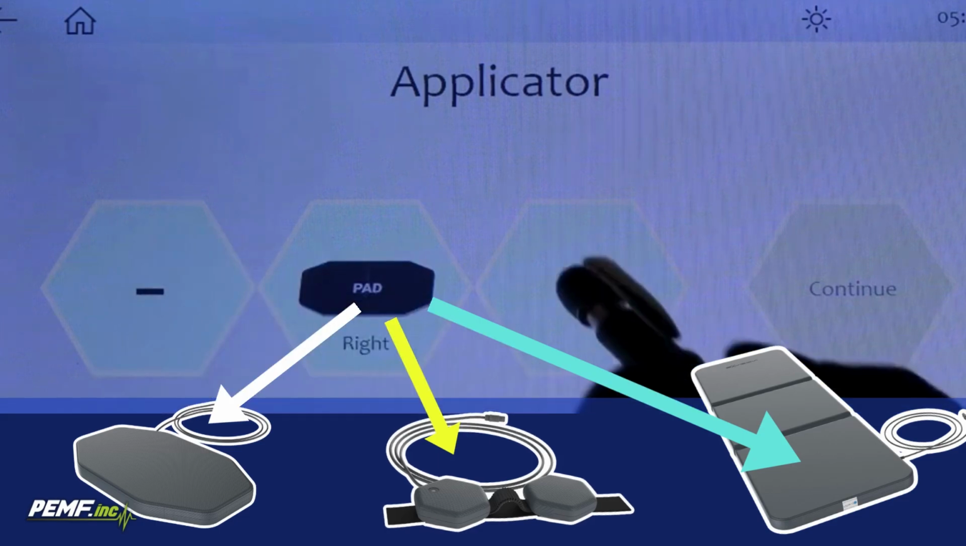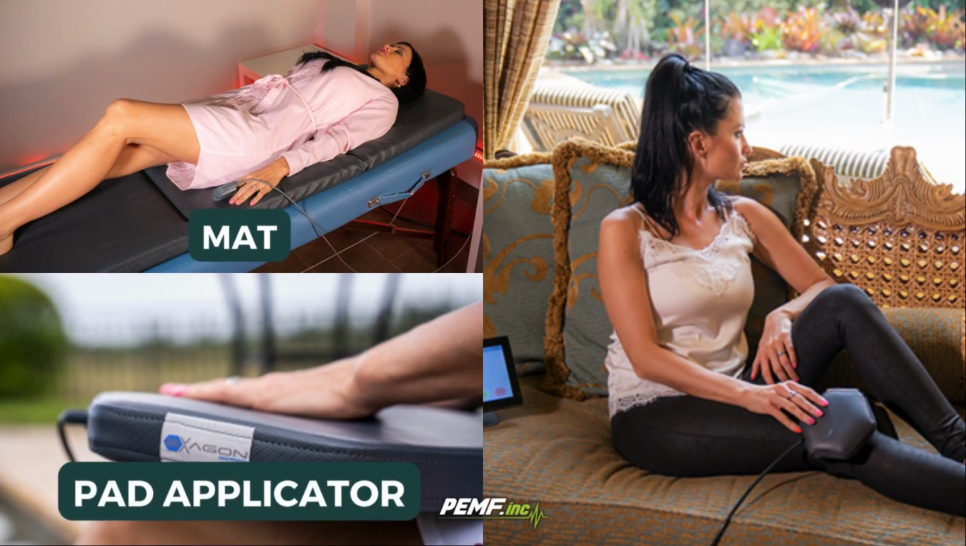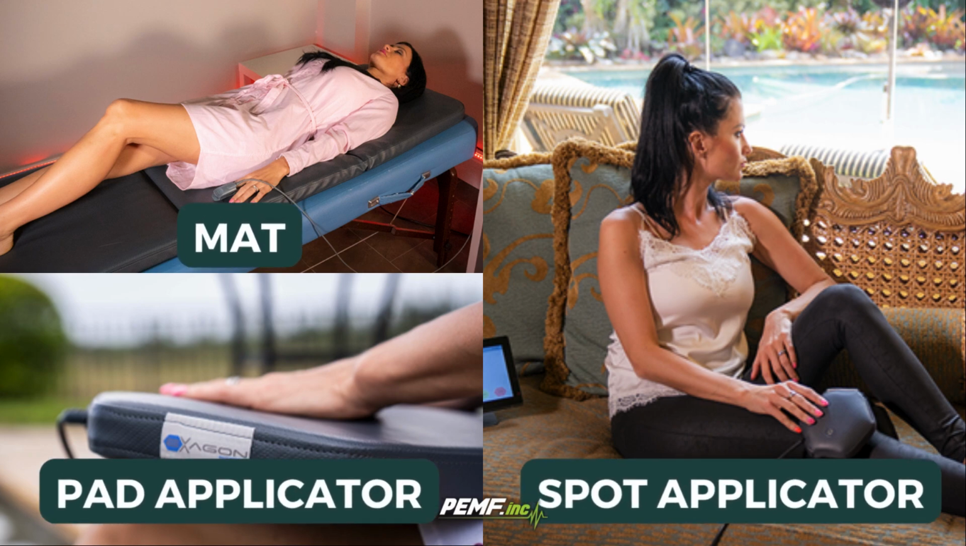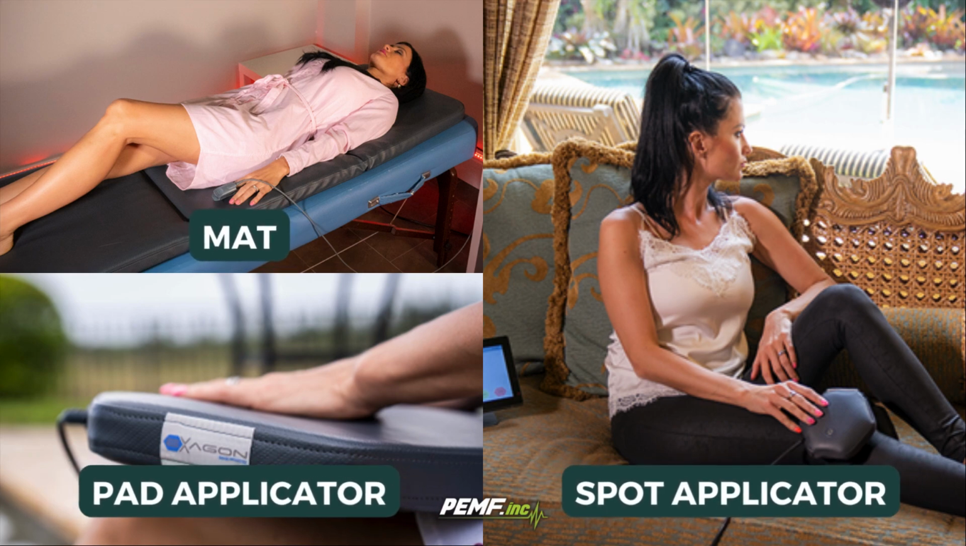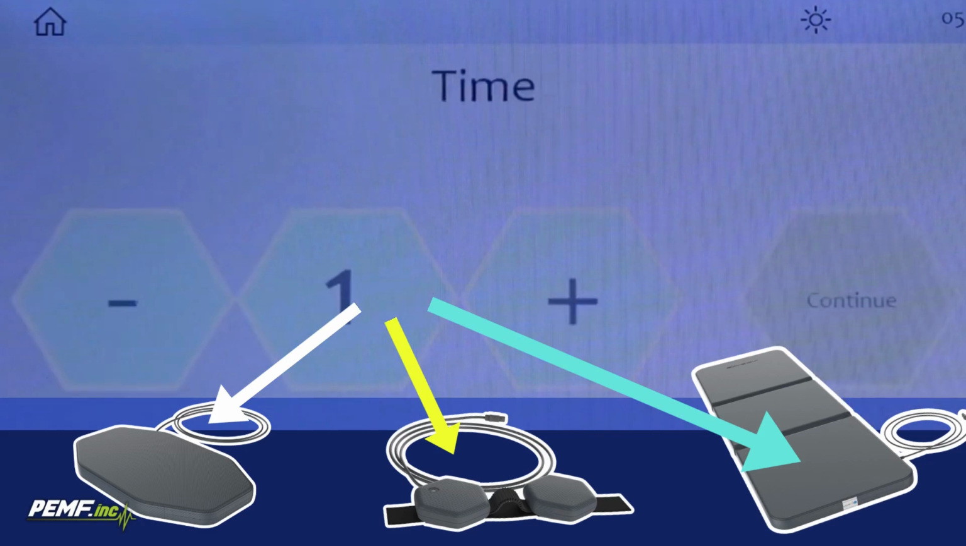Select one of the applicator's photo icons by tapping on the plus or minus button. You can choose the body mat, pad applicator, or the spot applicator. Tap on the continue button to go to the treatment time duration.